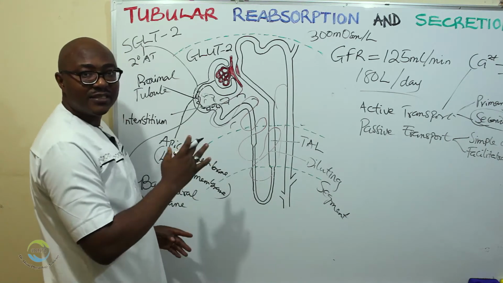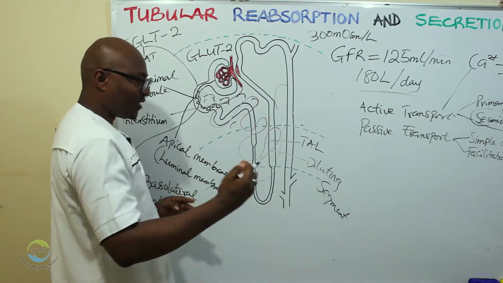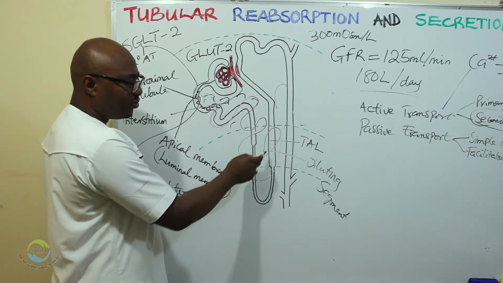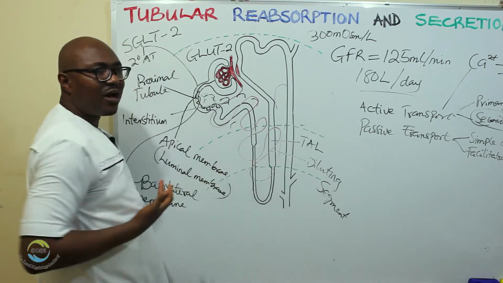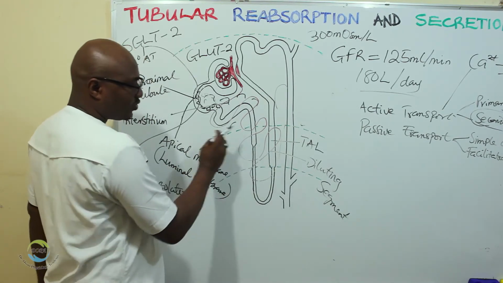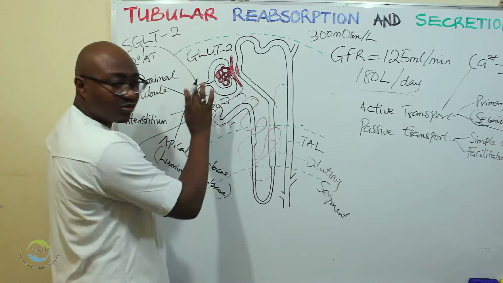It's called the diluting segment because it does not allow water to move, but allows solutes to move. So solutes are lost from the tubule at this point. So what's the transport mechanism of sodium that transports sodium from inside this tubule into the interstitium?